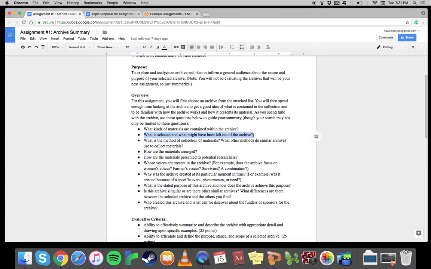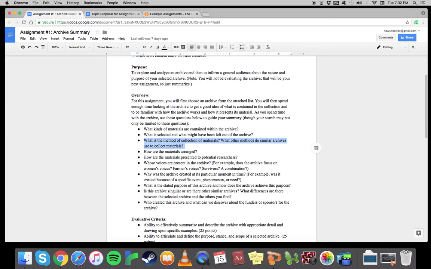Archives, I'll just go ahead and give you a brief summary. Archives are collections. Sometimes things might be left out, and that's something you can ask yourself. What is the method of collection of materials? What other methods do similar archives use to collect materials?